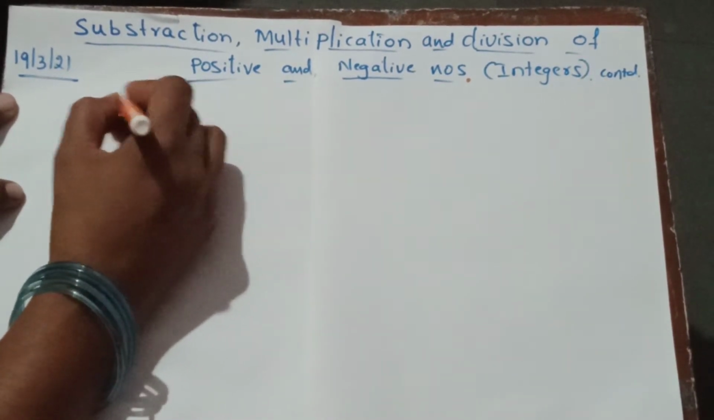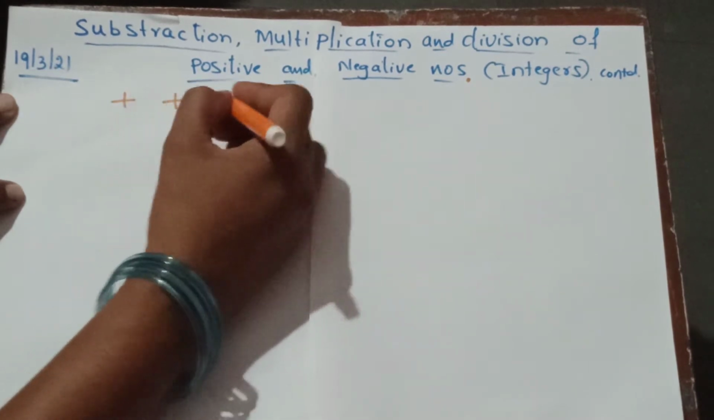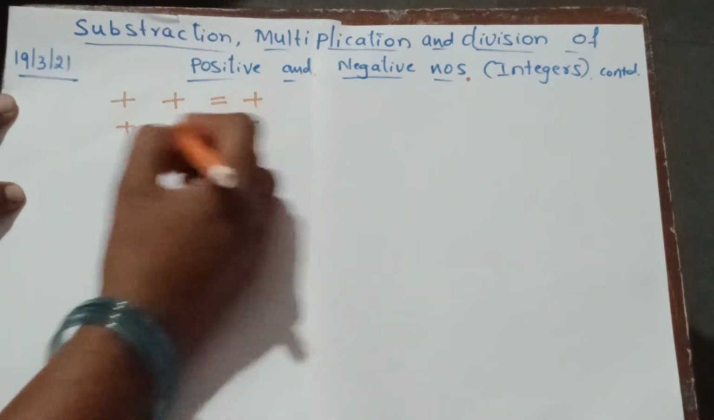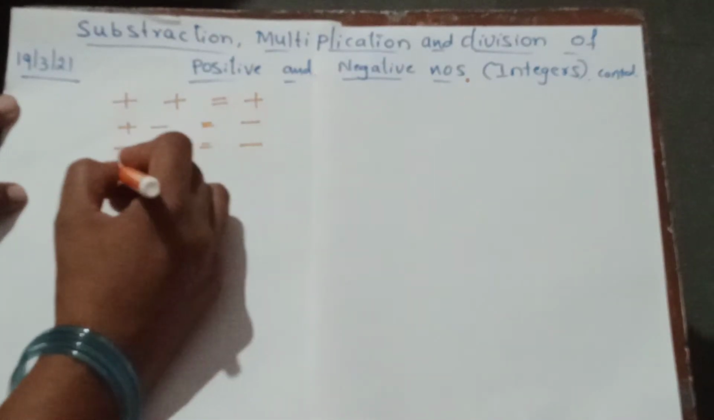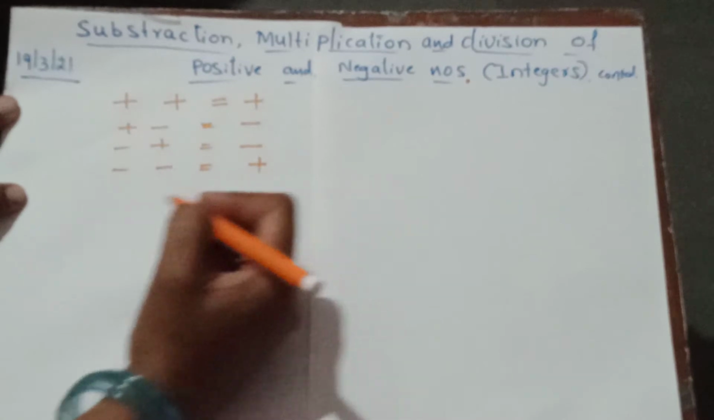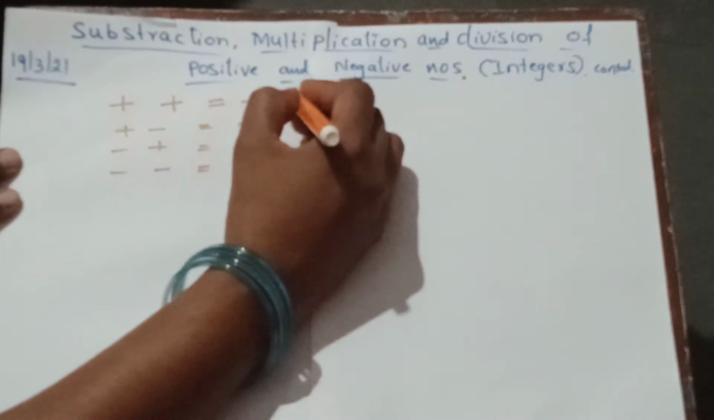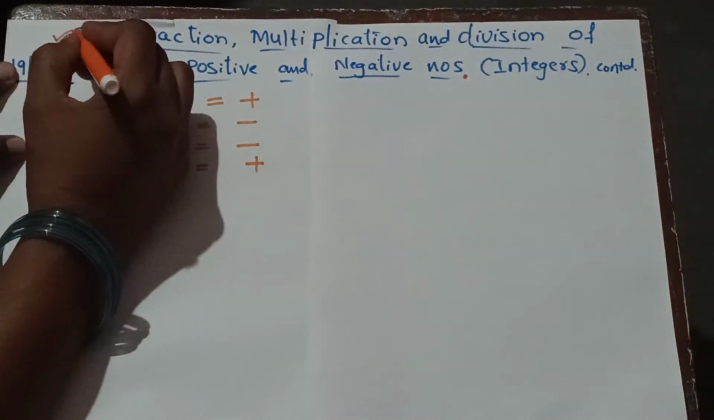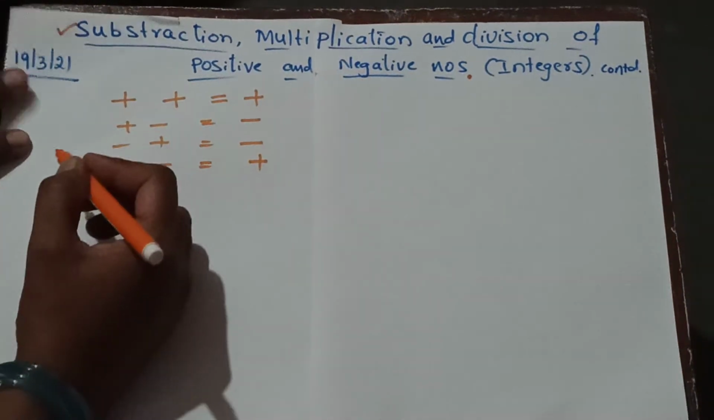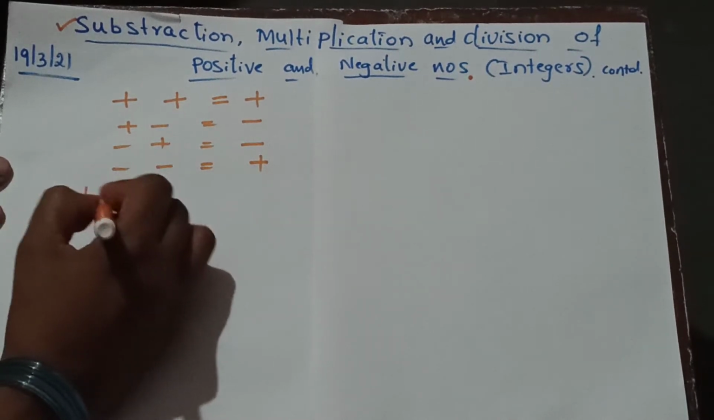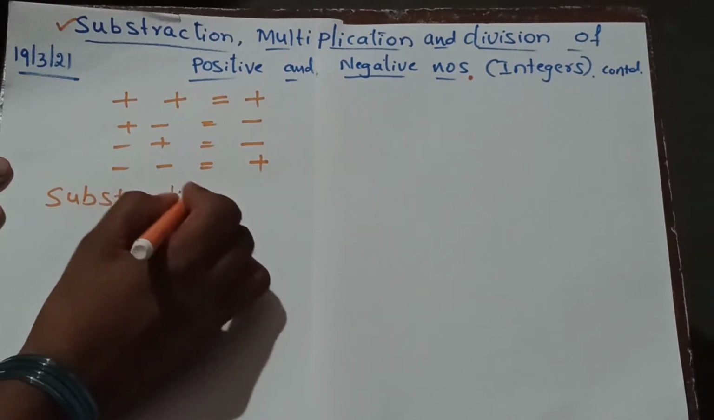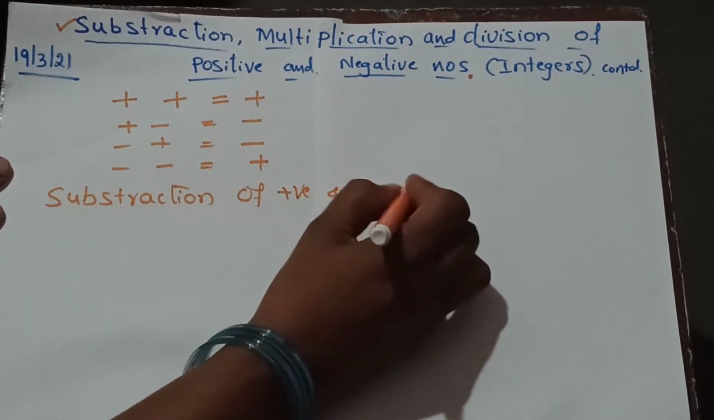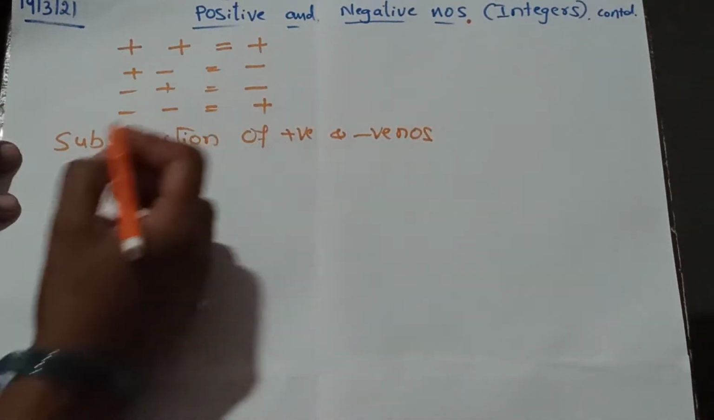Okay, so let me begin with the same thing. Let me begin with the table. We know already that plus into plus is plus, plus into minus, as you know, is minus, minus into plus gives you minus, and minus into minus makes it plus. This shows the operation. So suppose we are now discussing the subtraction operation. Let me explain subtraction of positive and negative numbers with an example.